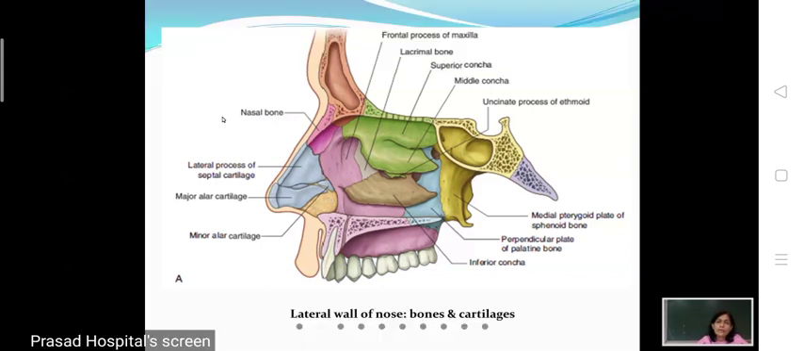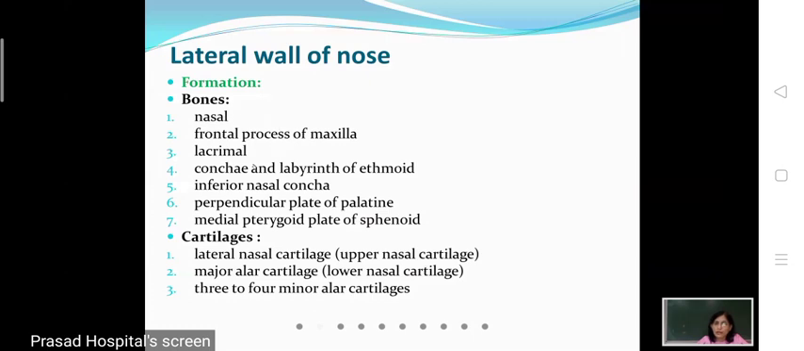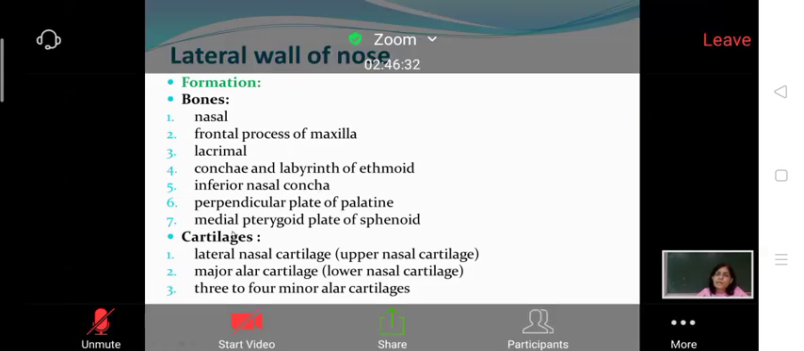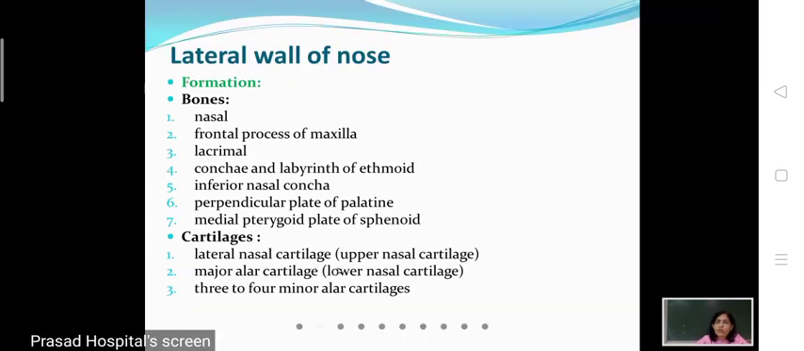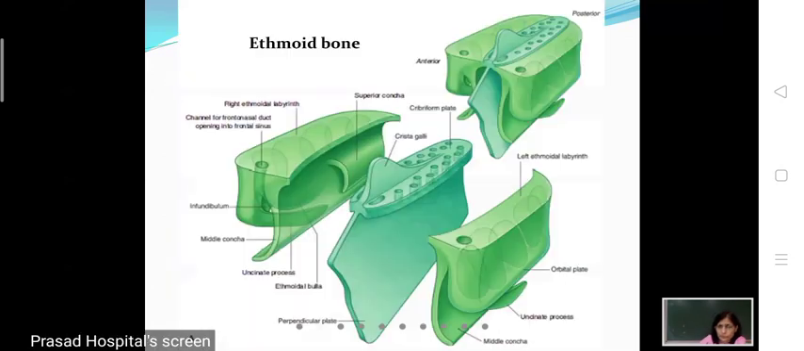So the bones are nasal bone, frontal process of maxilla, lacrimal, conchae and labyrinth of ethmoid, inferior nasal concha, perpendicular plate of palatine, medial pterygoid plate of sphenoid. The cartilages forming the lateral wall of nose are lateral nasal cartilage, also called upper nasal cartilage, major alar cartilage, also called lower nasal cartilage, कोई एक नाम याद कर लेना, and 3 to 4 minor alar cartilages, which are present in the fibrofatty tissue of the nose.